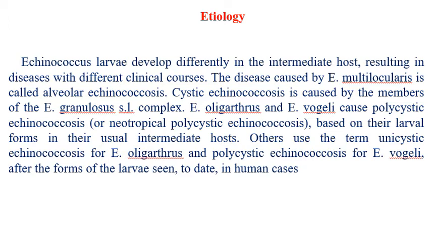Echinococcus oligarthrus and Echinococcus vogeli cause various forms of echinococcosis, often called neotropical echinococcosis, based on their larval forms in the usual intermediate hosts. The term cystic echinococcosis has been used for Echinococcus oligarthrus, and polycystic echinococcosis for Echinococcus vogeli, after the forms of the larvae seen to date in human cases.